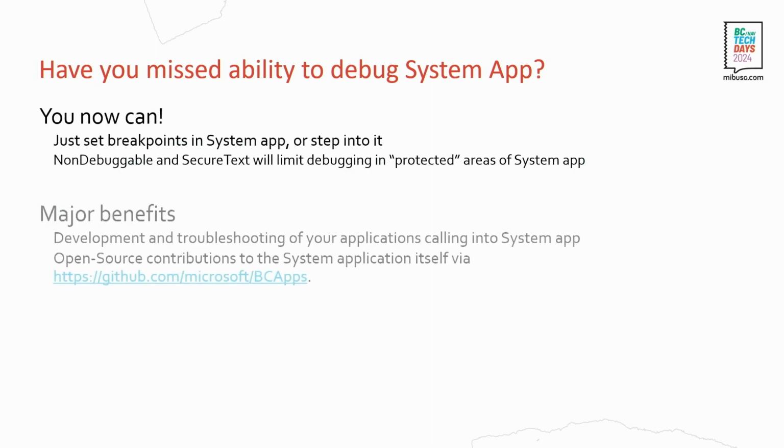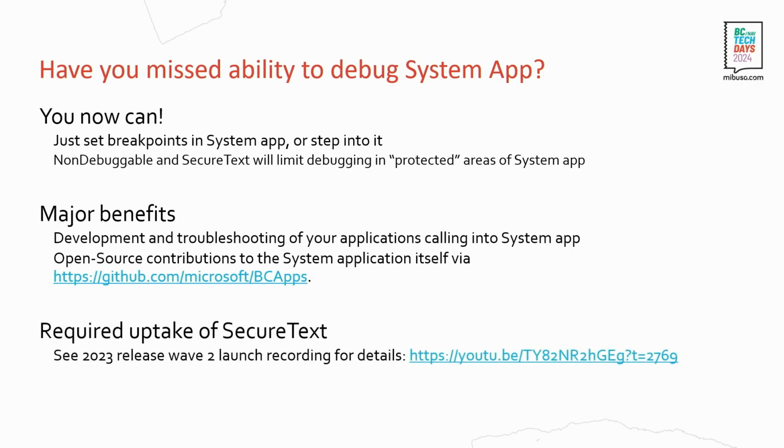The major benefit of doing that is, as I said, you can develop and troubleshoot your own code that calls into the system app, but we also take pull requests for the system app from you as part of open source. And when you're working with that, of course, you would like to be able to debug and troubleshoot that as well, so that is enabled by this. How many are doing contributions to open source in the audience? Not a lot. So that is a big opportunity. We see more and more contributions, luckily.